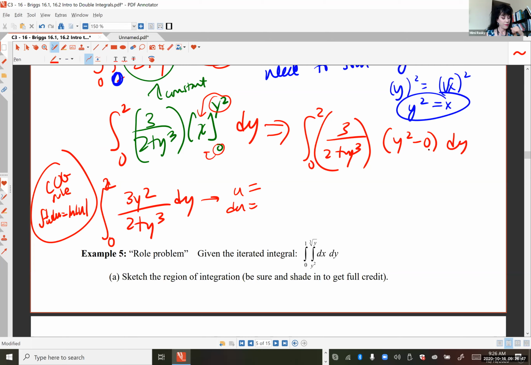Okay. So what's the u and the du for this log rule? Quick. 2 plus y cubed, and 3y squared dy. Good. So this already has the look of 1 over u du.